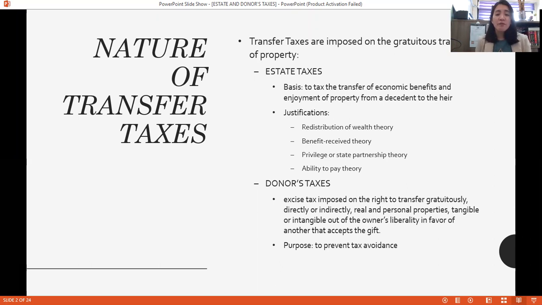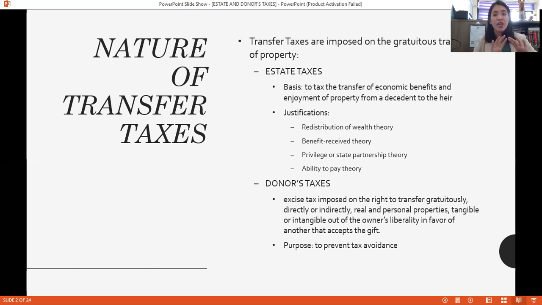So, bakit merong donors tax? Para ma-prevent yung tax avoidance, no? Meaning, yung iba, para maiwasan nila yung estate tax, nagdo-donate na lang sila during the lifetime. Kasi before the TRAIN law, yung tax rate ng estate tsaka donors tax magkaiba. Mas mababa yung tax rate for donors tax kesa sa estate tax.